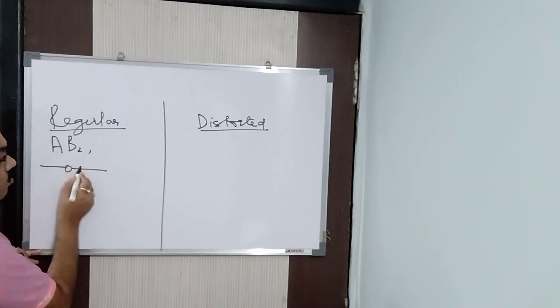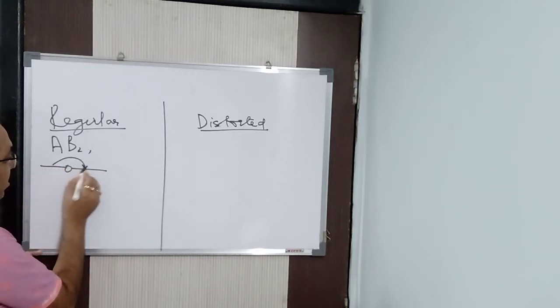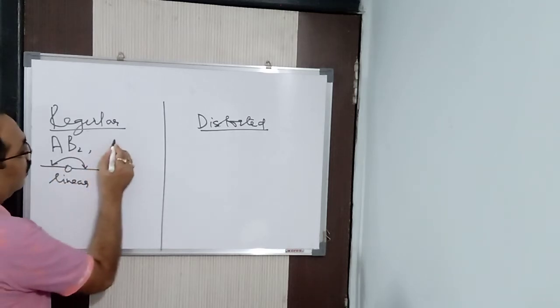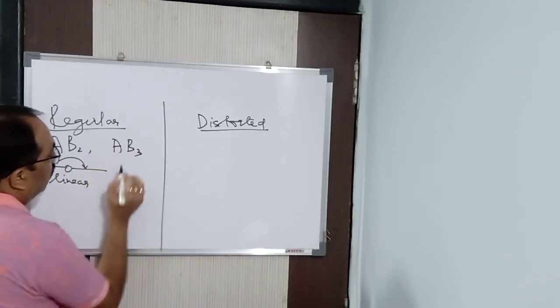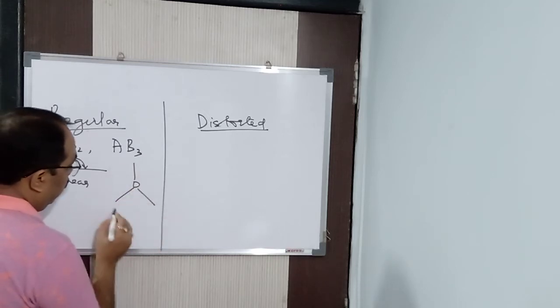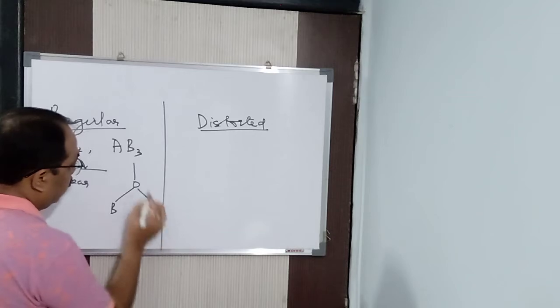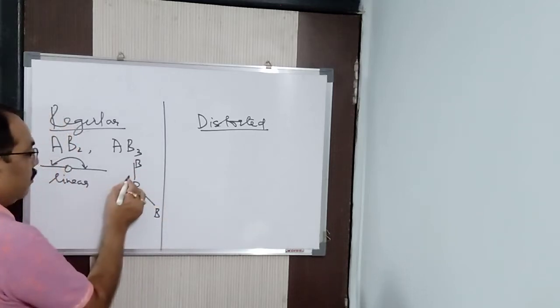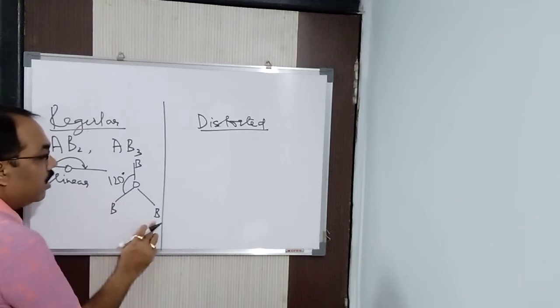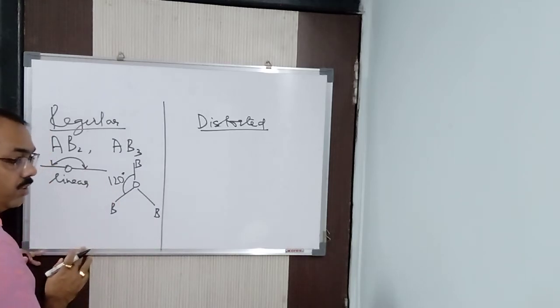Bond angle is how much? 180 degree. The shape is linear. Similarly, if it is AB3, then what is that? It is trigonal planar. See, this is AB3, it is trigonal planar. Now, bond angle is how much? 120 degree. This is trigonal planar, so it is AB3.